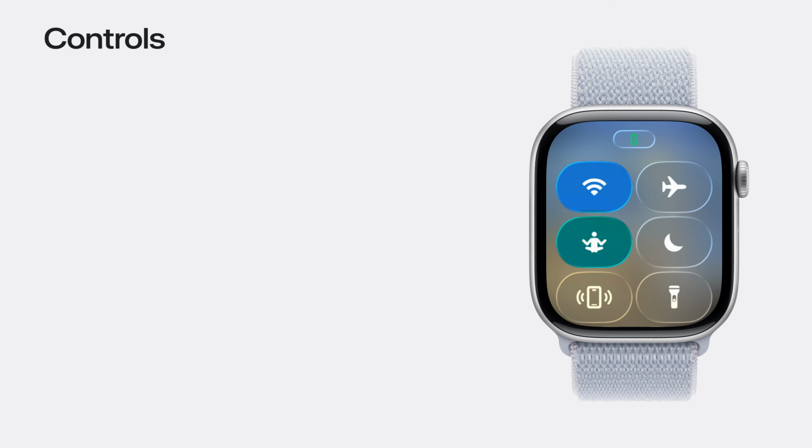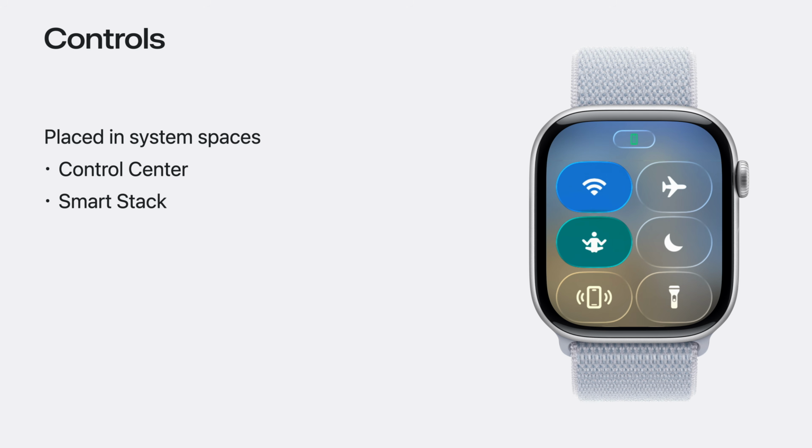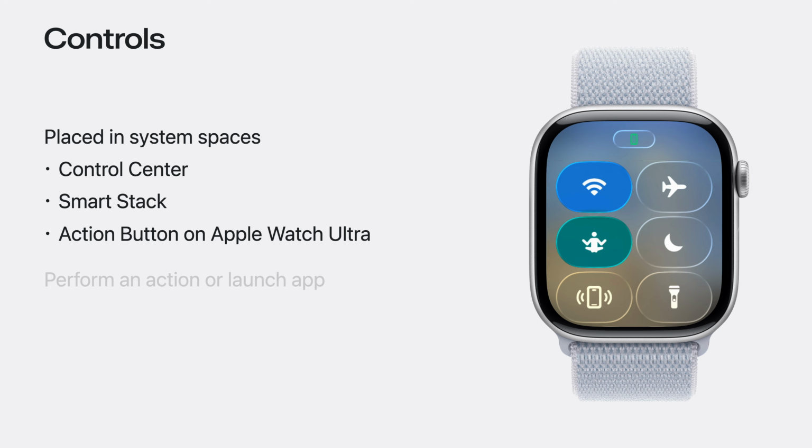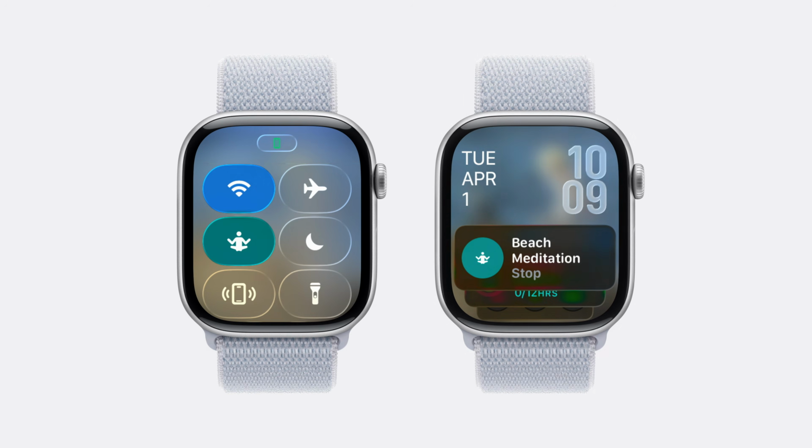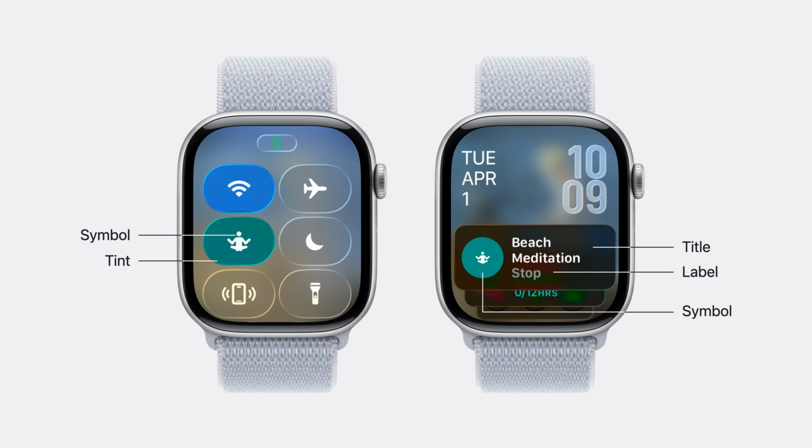Controls are available on Apple Watch starting in watchOS 26. People can place your controls in the Control Center, the Smart Stack, and use them with the Action button on Apple Watch Ultra. Controls are built with WidgetKit and allow people to perform quick actions without opening your app, or to launch your app to a specific view. Controls provide a symbol, title, tint color, and additional context to the system.